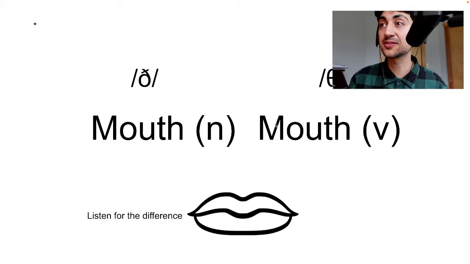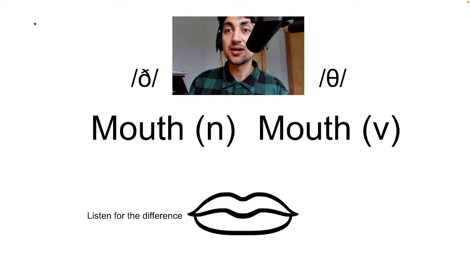Okay, let's look at the next one. This one could be a little complicated to explain, so I'm going to explain it as fast as I can. Here we have two words, mouth and mouth. Mouthing something is a verb. Mouth is this thing, a noun.